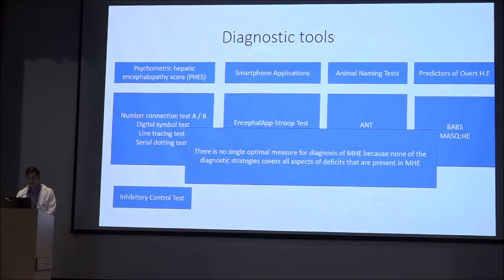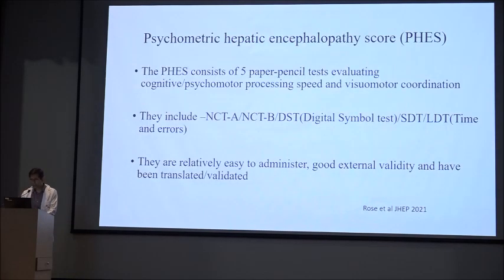So like I said, there is no single optimal measure for diagnosis of MHE, because none of the diagnostic strategies cover all the aspects of defects that are present in MHE. So coming to the first one, which is the most extensively validated, is the PHES score. This is a paper pencil test. It evaluates your cognitive, psychomotor processing speed and visuomotor coordination. It consists of the NCT-A, the NCT-B, the digital symbol test, as well as the line tracing and serial dotting test. Now they've been around for a long time, and they're very easy to administer as well.